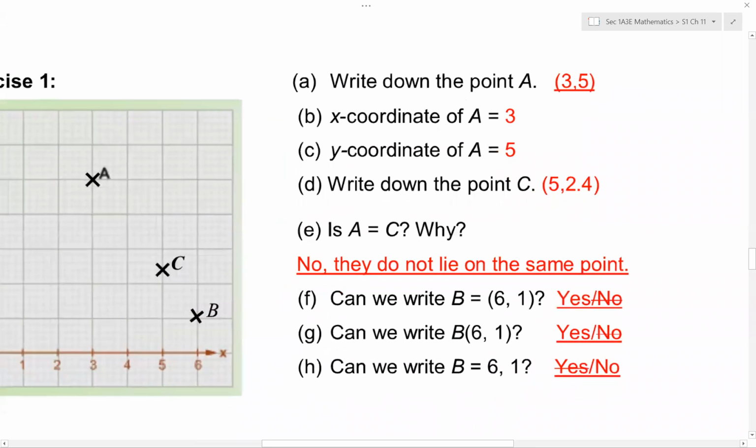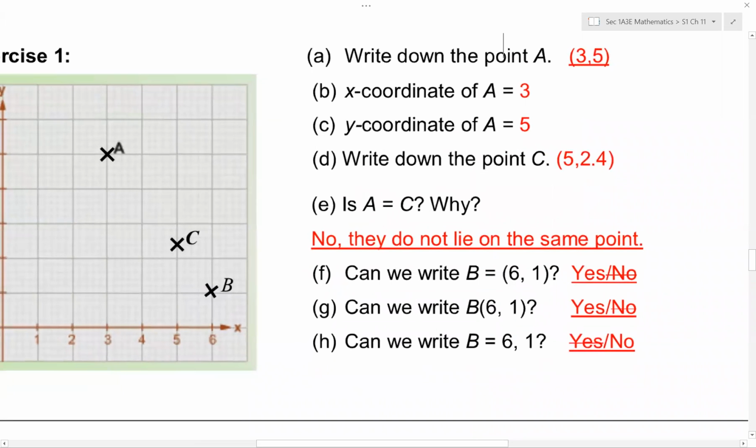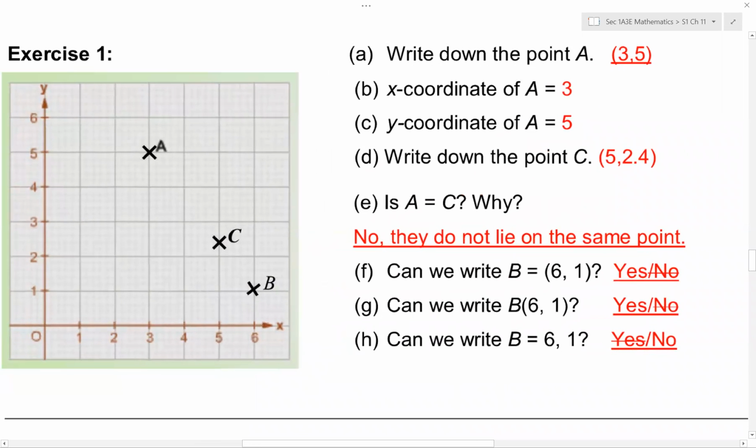Write down the coordinates of point C. We've got 5, 2.4. The point can lie anywhere on the x and y axis on the Cartesian coordinate system, on a plane. It does not have to be integers. It can be 1/3, 2/3, 3.7, 0.89, negative numbers also. So is point A equal to point C? Obviously not. They don't lie on the same point.